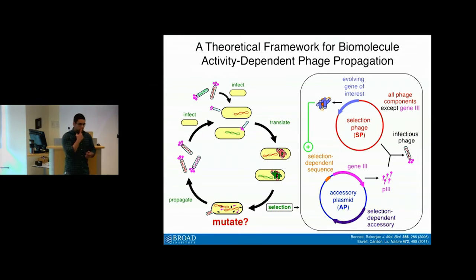Does the host bacteria ever mutate the receptor to which P3 binds? Can you explain what you mean? Does P3 need to bind to a receptor on the host bacteria? Yes. So can the host bacteria mutate the host receptor? No. I'll also go into why that's not the case. But that's a very good question.